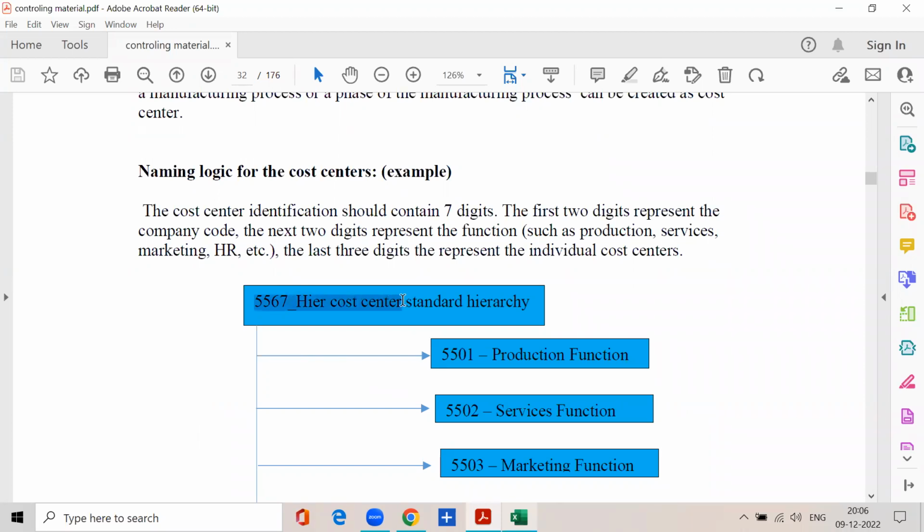5567_HIR cost center hierarchy. Assuming that our controlling area is 5567. Now we give 5567_HR as the cost center hierarchy. Under this hierarchy, first we define the functions.